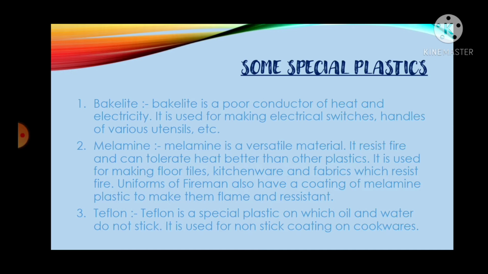Second is melamine. Melamine is a versatile material. It resists fire and can tolerate heat better than other plastics. It is used for making floor tiles, kitchenware, and fabrics which resist fire. Uniforms of firemen also have a coating of melamine plastic to make them flame resistant.